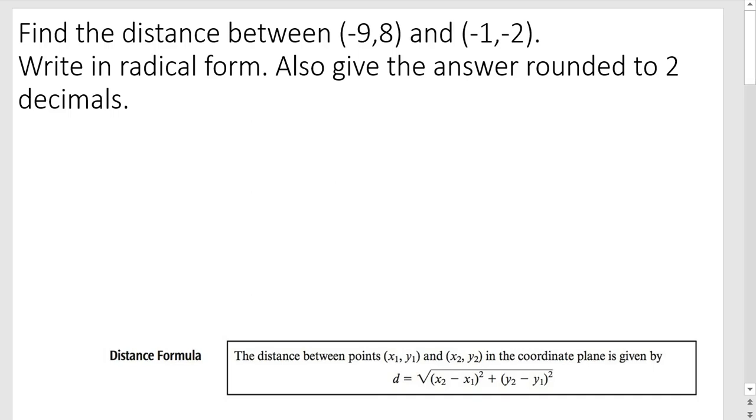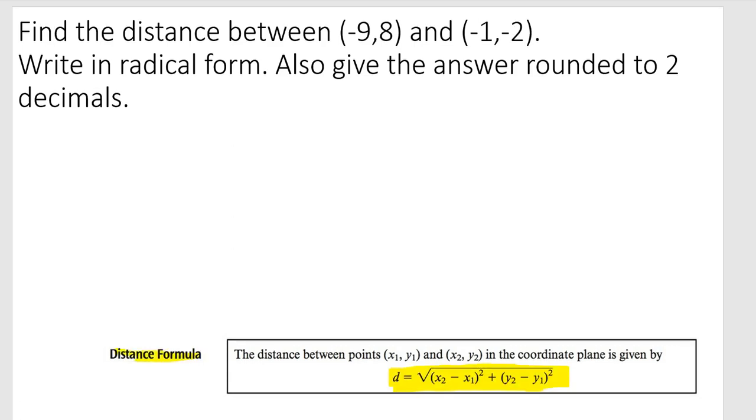Our first problem asks us to find a distance between 2 points. Now you can memorize the distance formula, or you can just realize that really you're just using the Pythagorean theorem, which we already know.